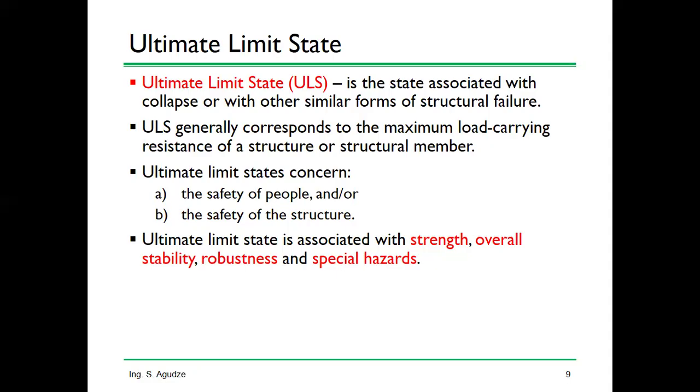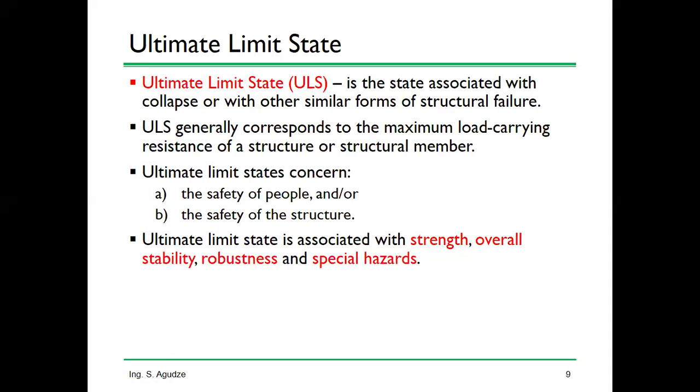So some of the states include strength, overall stability, robustness, and special hazards, which I had explained in the previous lecture. So remember that the ultimate limit state, the concern is about safety of the people and safety of the structure. So when you are designing the structure, you make sure the structure itself is safe and the people that will use the structure are also safe. When this is done, then you say that you have fulfilled ultimate limit state.